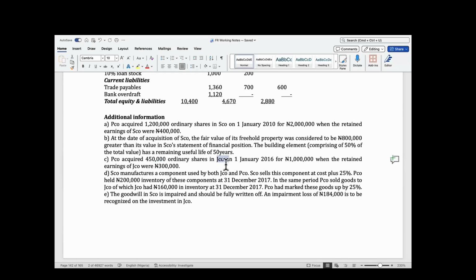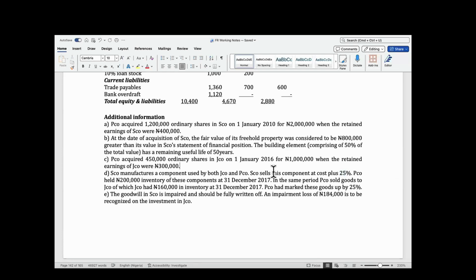ESCO manufactures a component used by both JCO and PICO. ESCO sells this component at cost plus 25%. Now, if I may ask you, this 25%, is it markup or margin? It's markup, because they mention cost. Anytime they mention cost, that's markup.